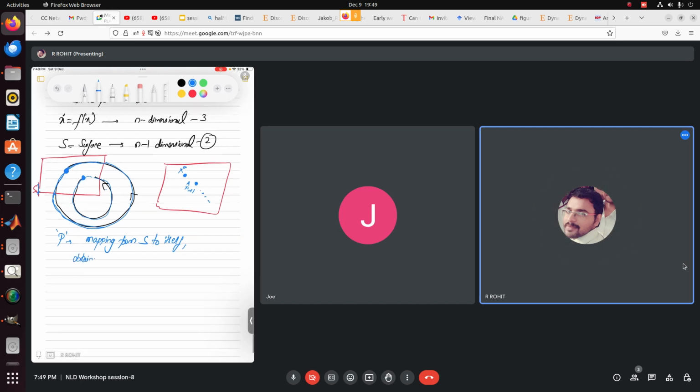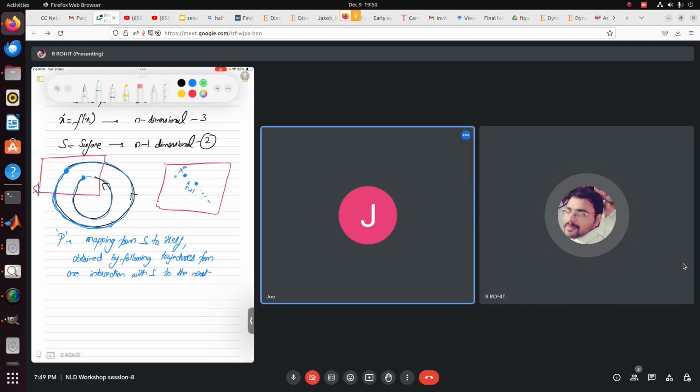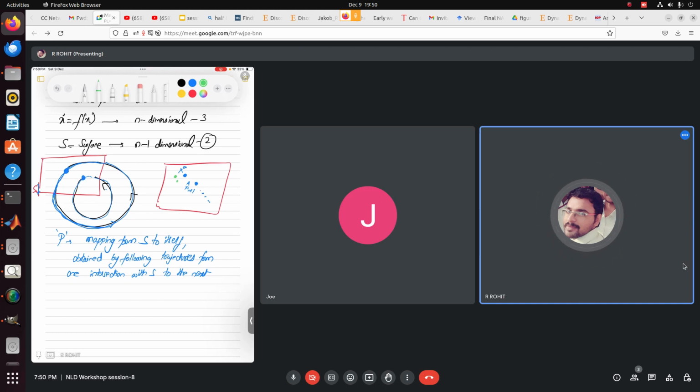obtained by following trajectories. By following trajectories, we mean following that path that we are showing here from one intersection with S to the next. So if it's not a periodic orbit, what happens is, you start somewhere at a point here, and the next point, if it's not periodic, will pass through somewhere here, and the next point will pass through somewhere here.